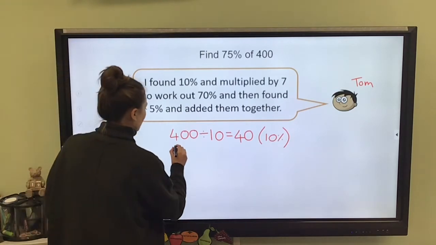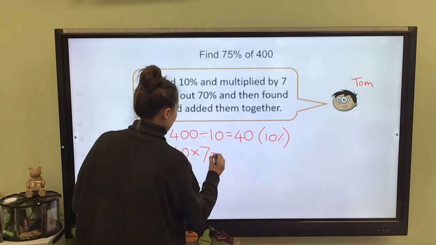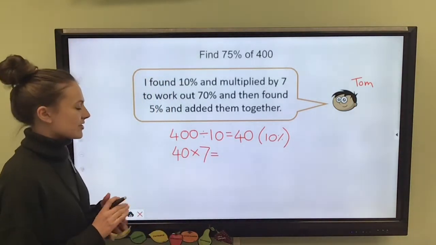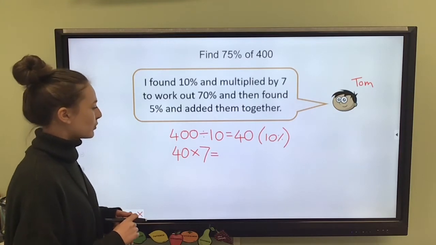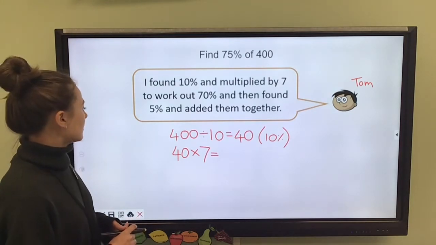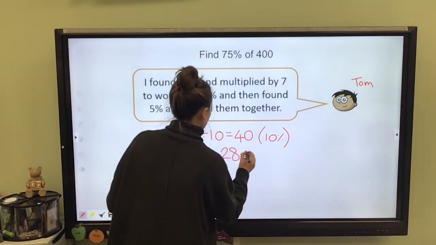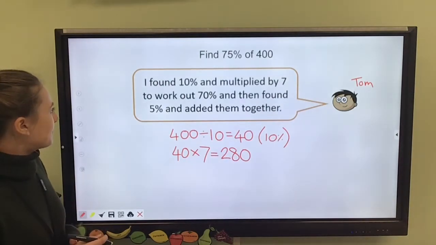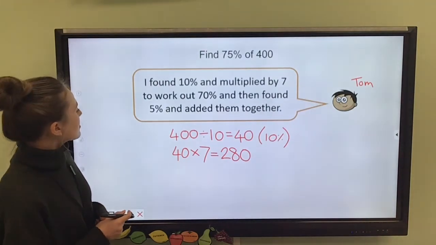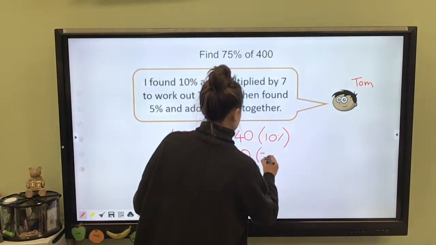So 40 multiplied by 7 equals... Let's use our times table knowledge here. What's 7 multiplied by 4? It's 28, isn't it? So we know that 40 multiplied by 7 is 280. Let me label that as 70%.